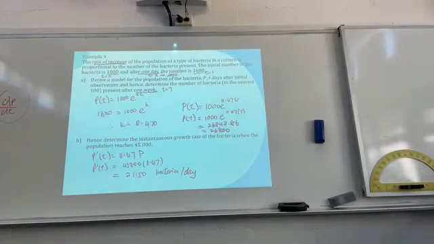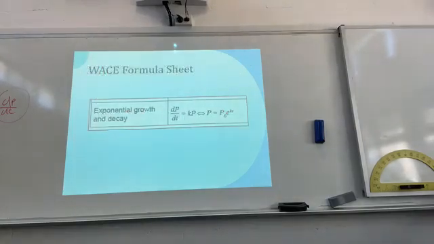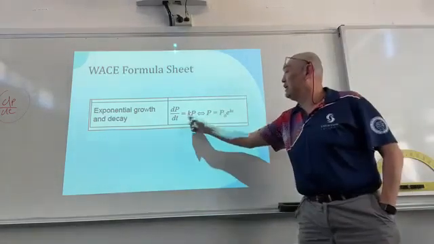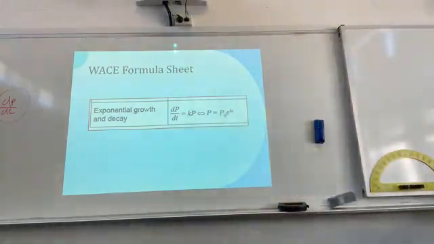Alright, this is what I have for you today. Just quickly have a look at this, this is what you will have in your formula sheet. If P equals P naught e to the power of kt, dP/dt equals kP. Alright? I'm going to stop here.